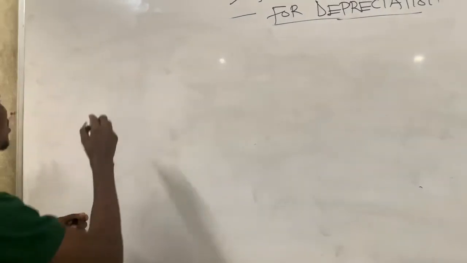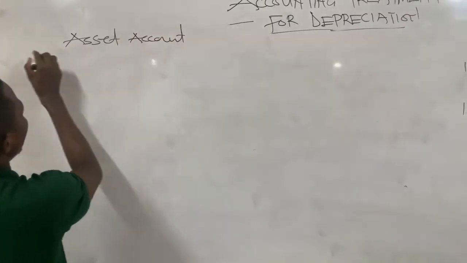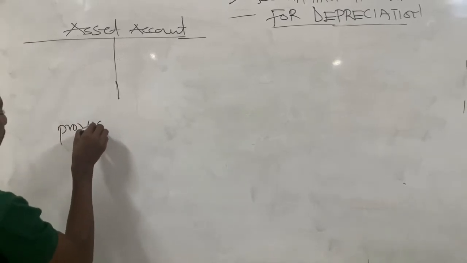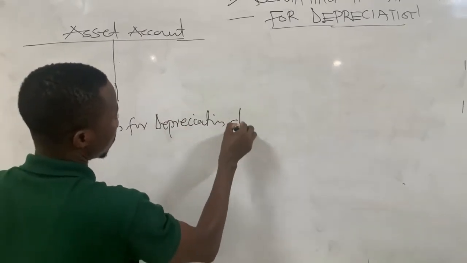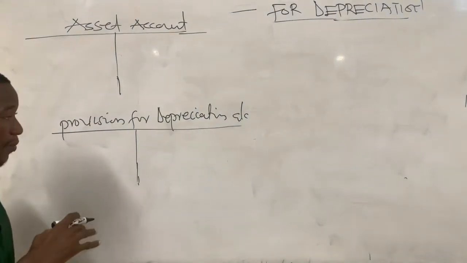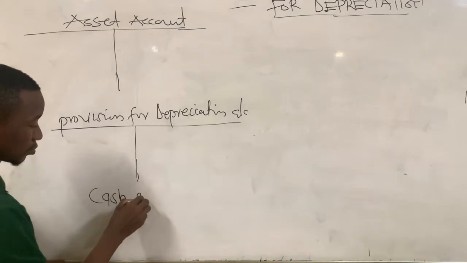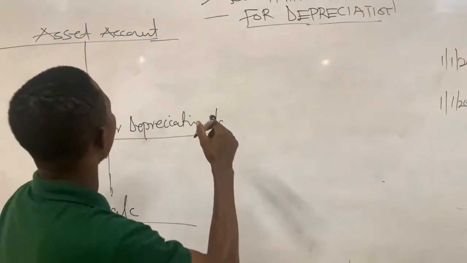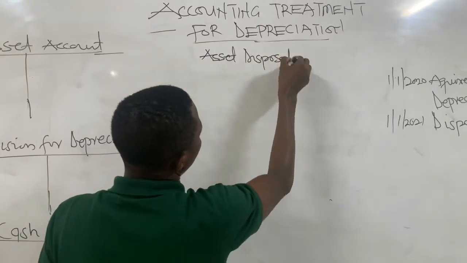As I said earlier, we have the asset account open, your asset account. Then next will be the provision for depreciation account. Let me introduce this account for the purpose of the double entry for better understanding. So let's talk about the cash account too. This is not relevant to this, but for the purpose of the double entry and for better understanding. And we also talk about the disposal account, that is the asset disposal account.